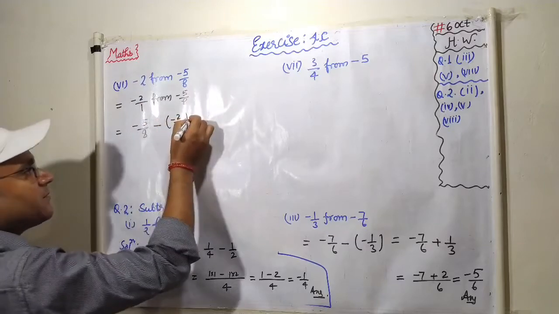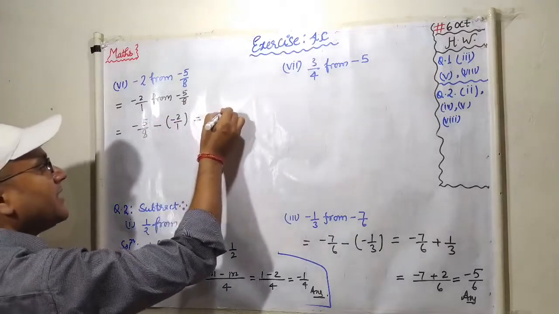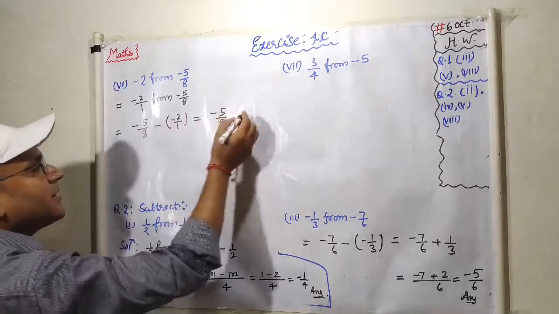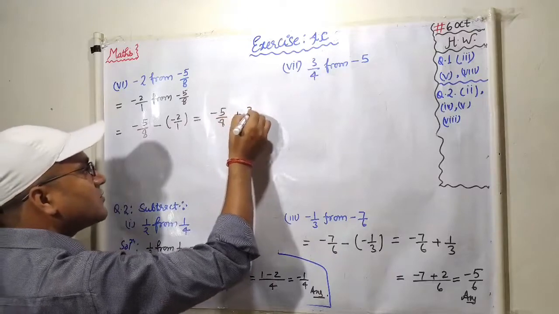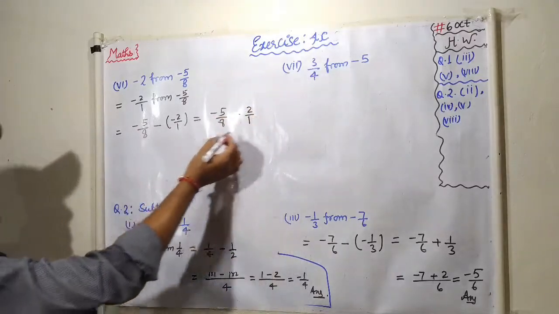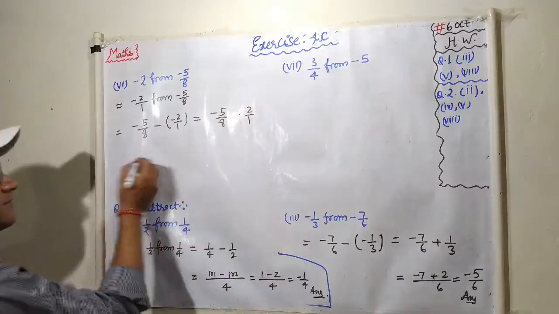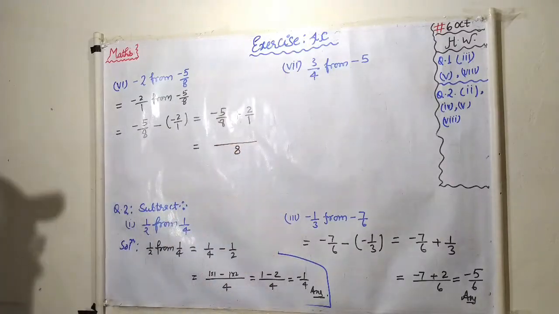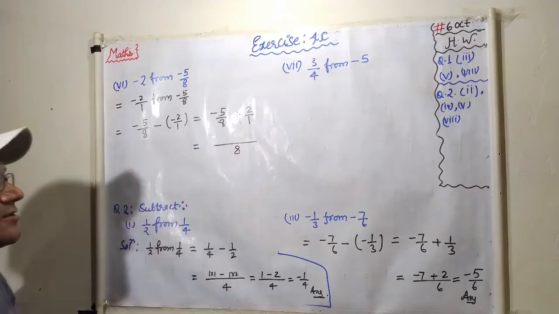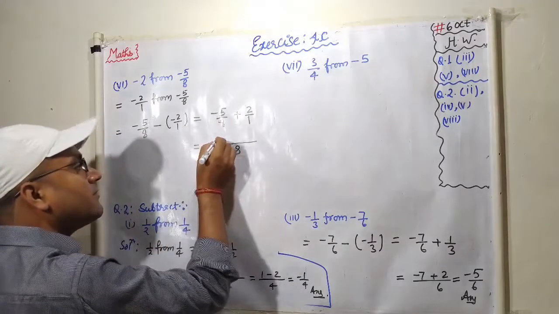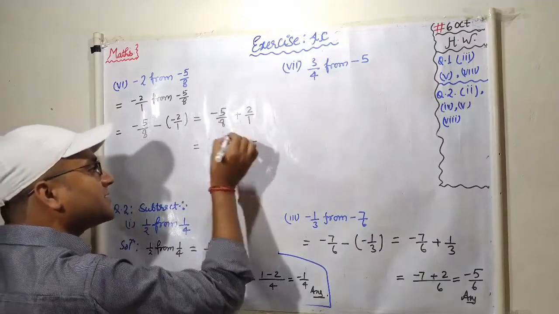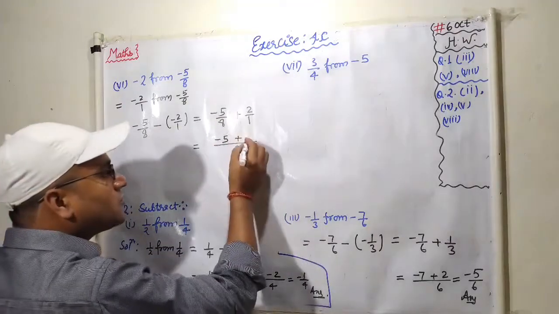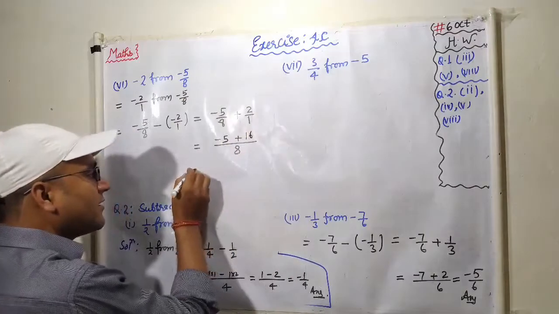Okay, one more step, minus 5 by 8 plus, minus is multiplied into minus, you will get plus 2 upon 1. And then you know what is the LCM of 8 and 1? LCM of 8 and 1, you will get 8, okay. And by 8, if you divide 8, you will get 1. 1 is multiplied into 5, you will get 5, and plus. By 1, if you divide 8, you will get 8. 8 is multiplied into 2, 8 twos are 16. Okay.